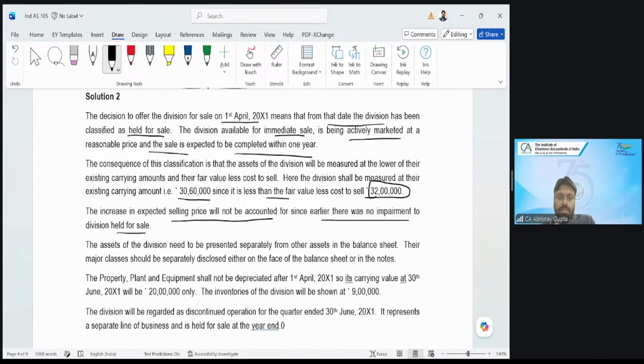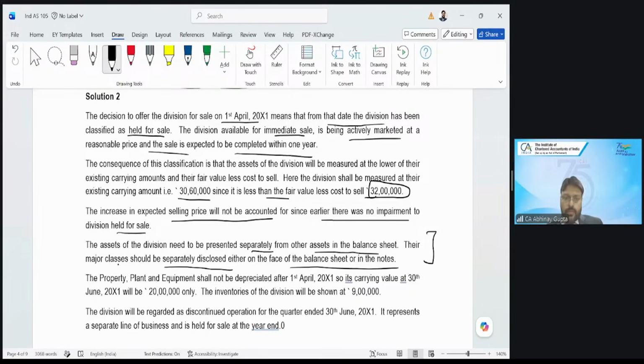The assets of the division need to be presented separately from all other assets in the balance sheet. Their major classes should be separately disclosed either on the face of the balance sheet or in the notes, right? So this is the requirement of Standard 105. Once you identify a group as a disposal group, you need to present them separately, either on the face of the balance sheet or in the notes. If the company chooses to present them separately on the face itself, they can do so. Otherwise, they can present it in the notes in the schedule.